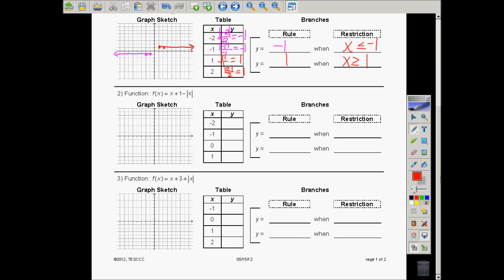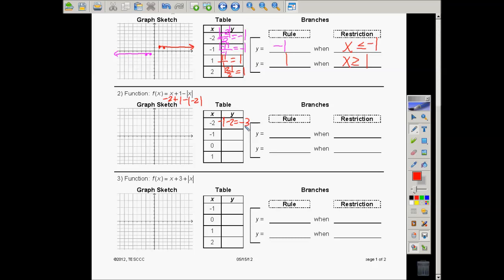Alright, so let's try it again. So I'm going to plug in negative 2. So negative 2 plus 1 minus the absolute value of negative 2. So negative 2 plus 1 is negative 1. And the absolute value of negative 2 is 2. So I have negative 1 minus 2 equals negative 3.